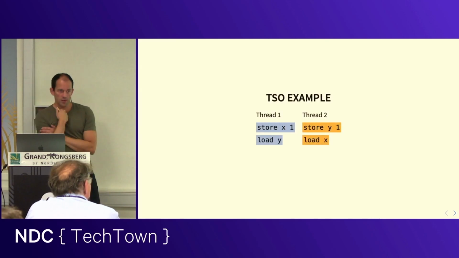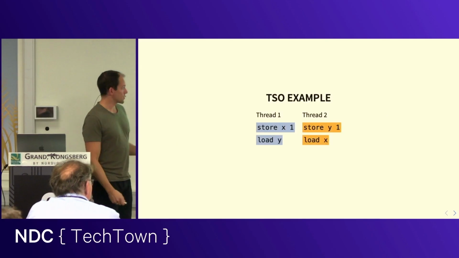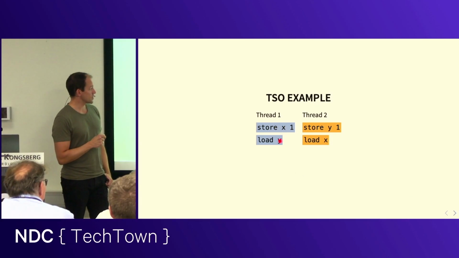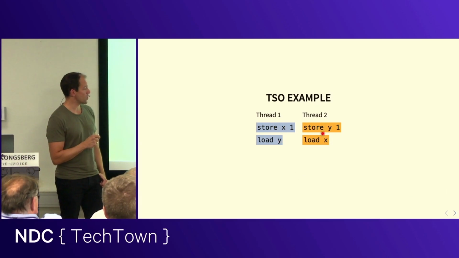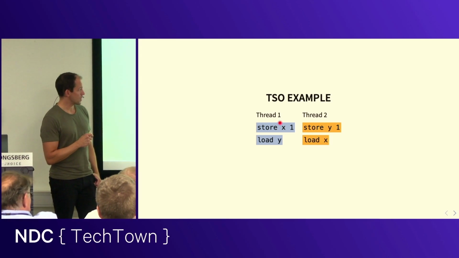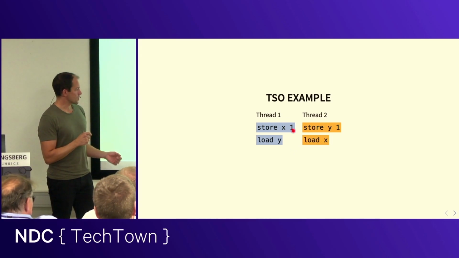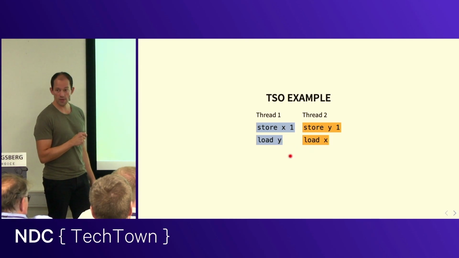And this is the canonical example for TSO. Imagine you have two threads. One is storing X, loading Y. The other is storing Y and loading X. So assuming that both X and Y are 0 when we start, could we see 0 on both sides?